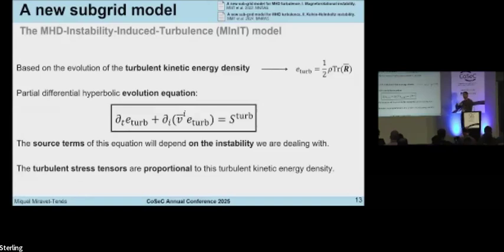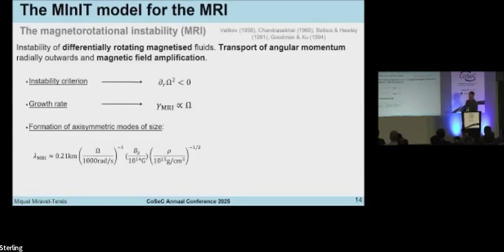And the source terms of this equation will depend on the instability that we are dealing with. As I said before, in neutron star mergers, we can have the Kelvin-Helmholtz instability. We can also have the magnetorotational instability. And our ansatz is that the turbulent stress tensors, which are the quantities that appear in the MHD equations, will be proportional to this turbulent kinetic energy density. So I'm going to focus here only on the magnetorotational instability, which is an instability of differentially rotating magnetized fluids, and it leads to transport of angular momentum and also to the amplification of the large scale magnetic field.